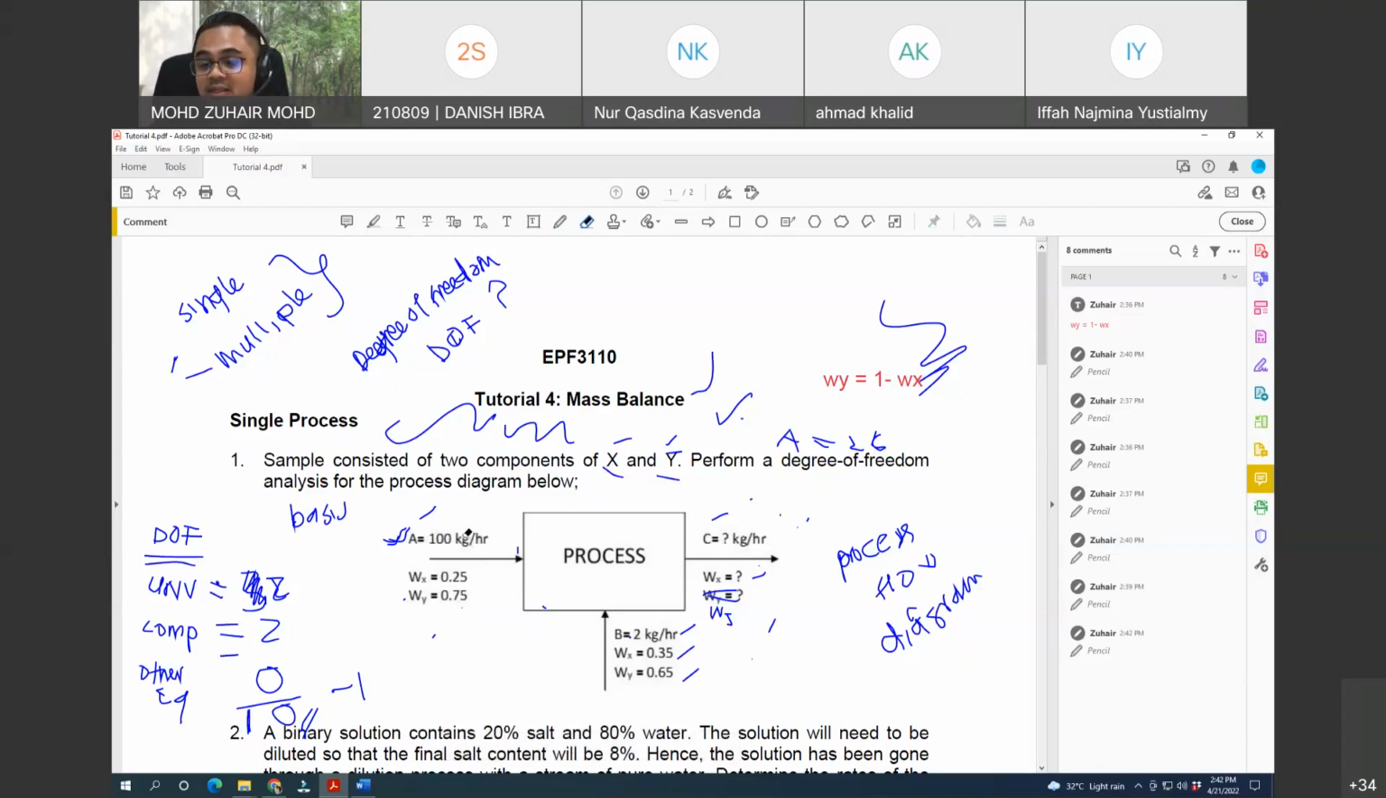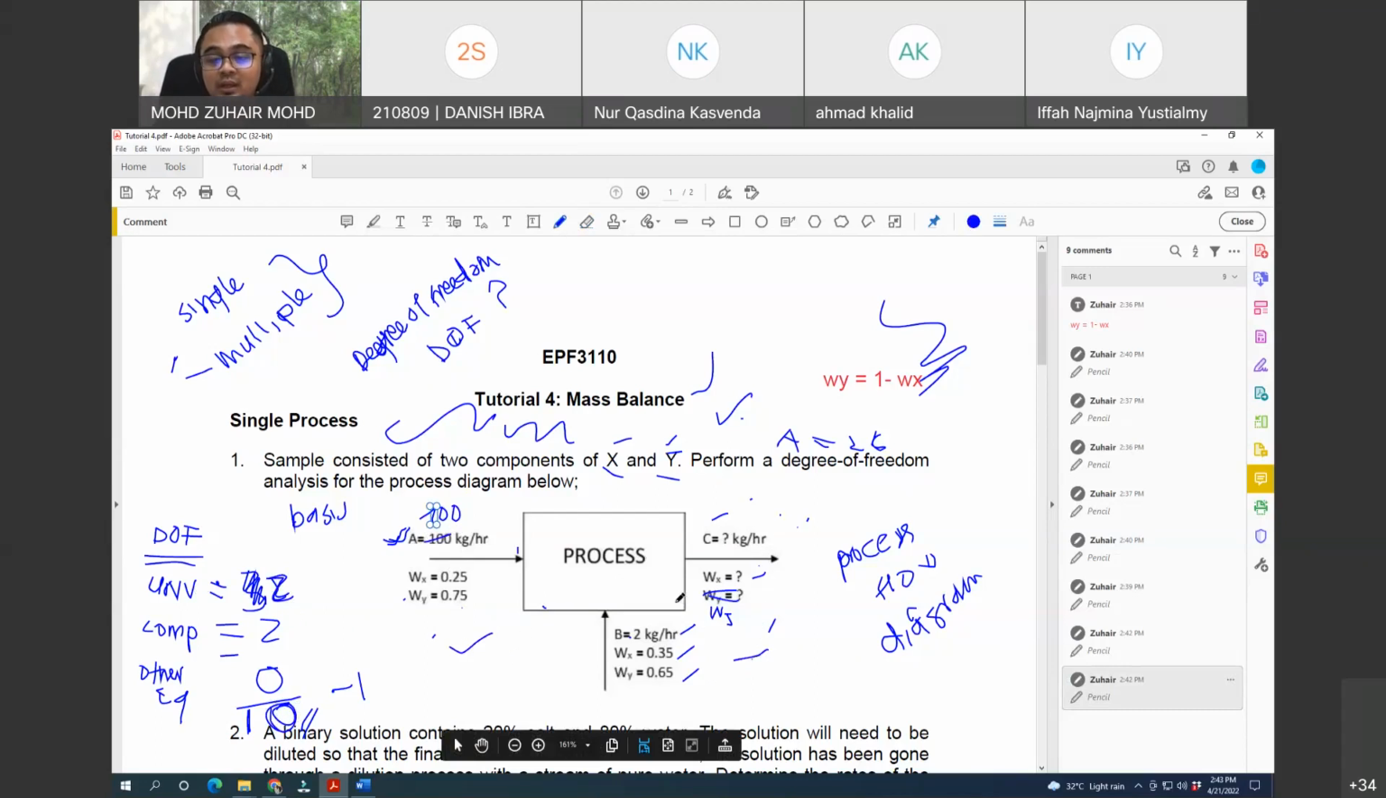But just be consistent for all the units for the flow rate, for the mass flow rate. Okay, for A it is kg per hour, so C and B should also be kg per hour. So just put a basis of 100. When you have the 100, the unknown variables are already changed to 2, and then the degree of freedom analysis is 0, so we can solve this mass balance.